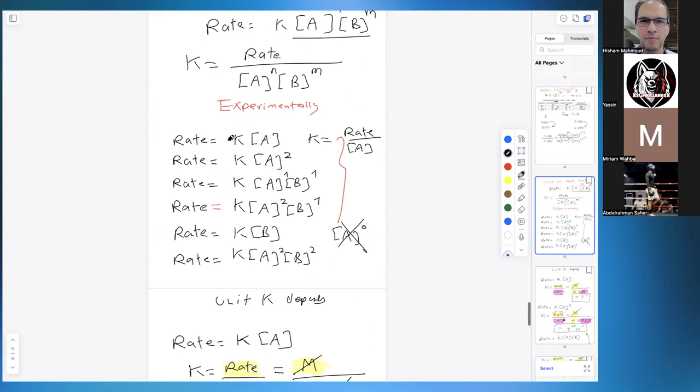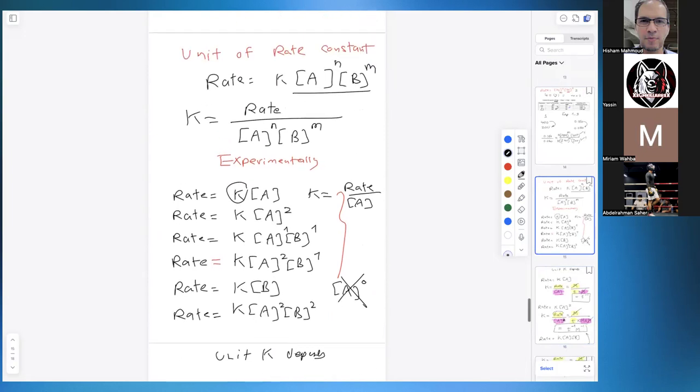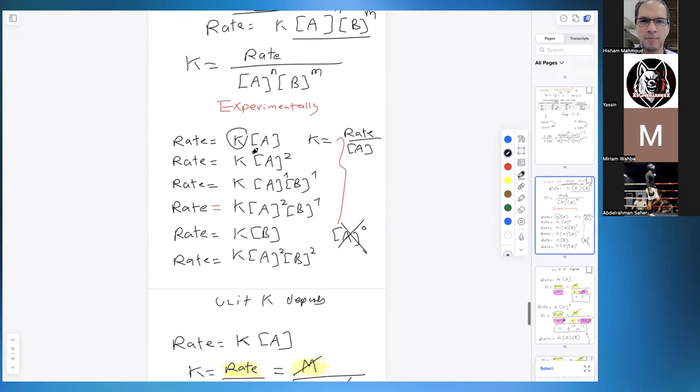So what we are calculating is the unit of K, the unit of the rate constant. It depends on your equation, so you have to find it from the equation. Okay.